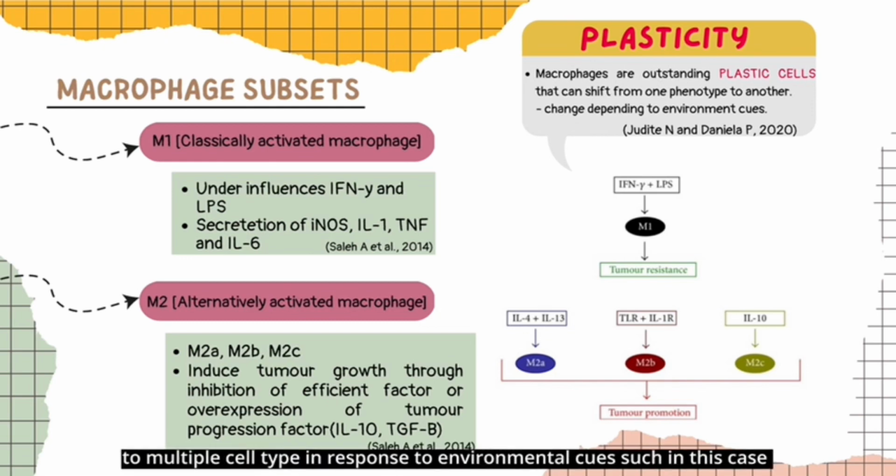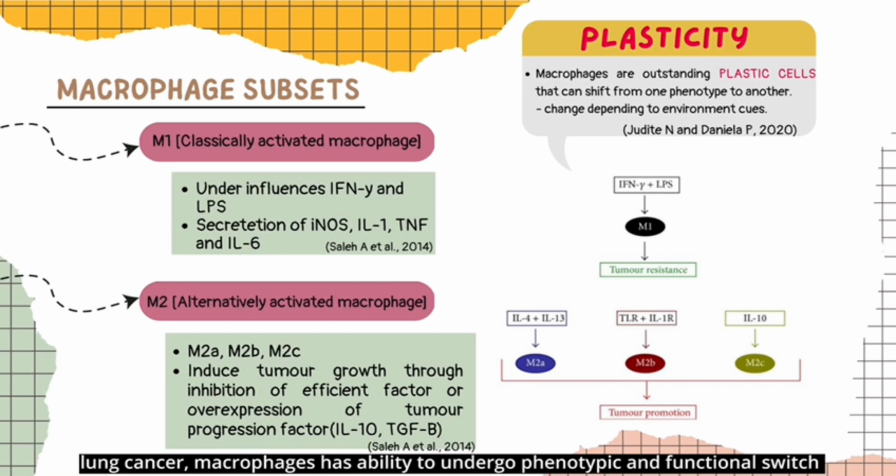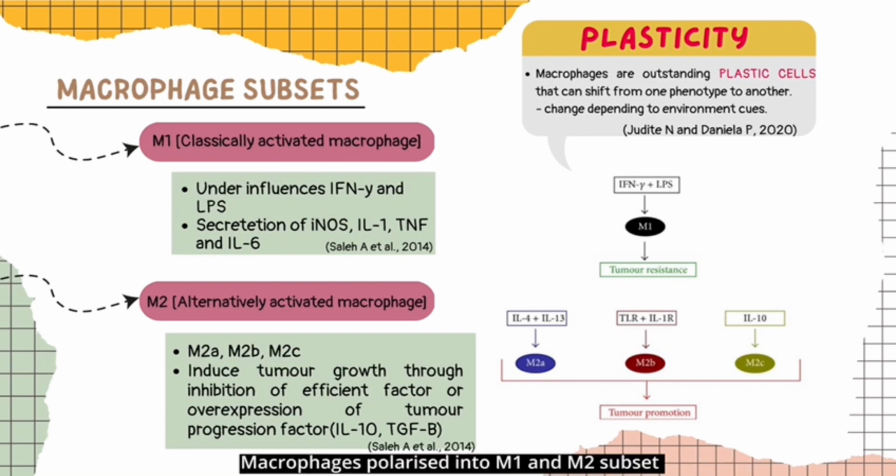types. In response to environmental cues, such as in this case lung cancer, macrophages have an ability to undergo phenotypic and functional switch. Macrophage subsets have distinct inducers and different functions. As we look here, macrophages polarize into M1 and M2 subsets, of which M1, under the influence of IFN-gamma and LPS, has anti-tumor function via secretion of iNOS, interleukin-1, TNF, and IL-6.